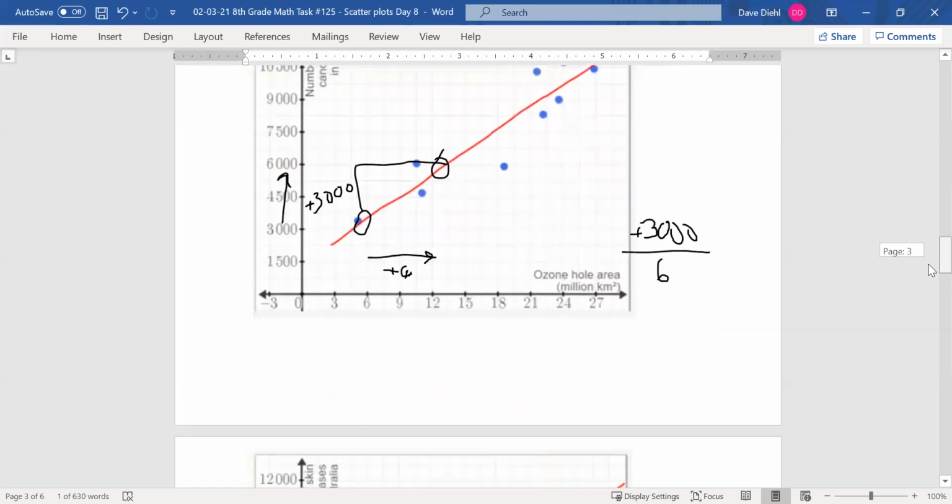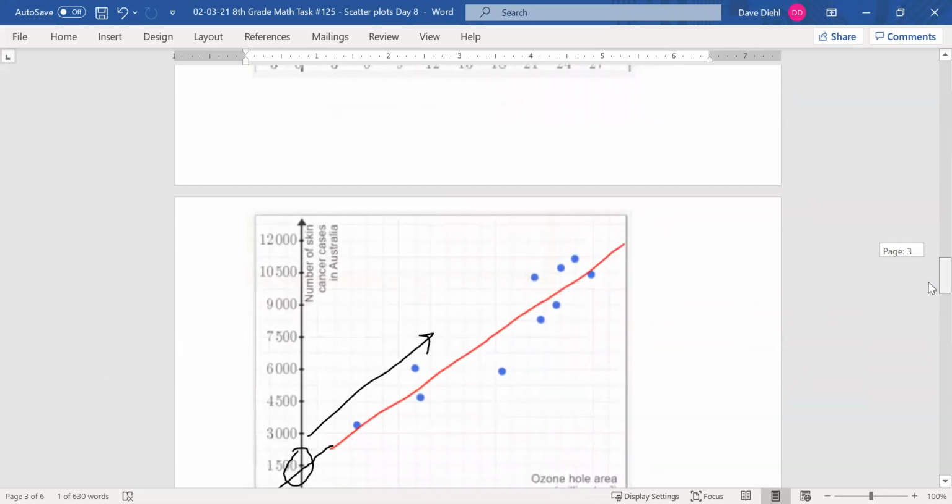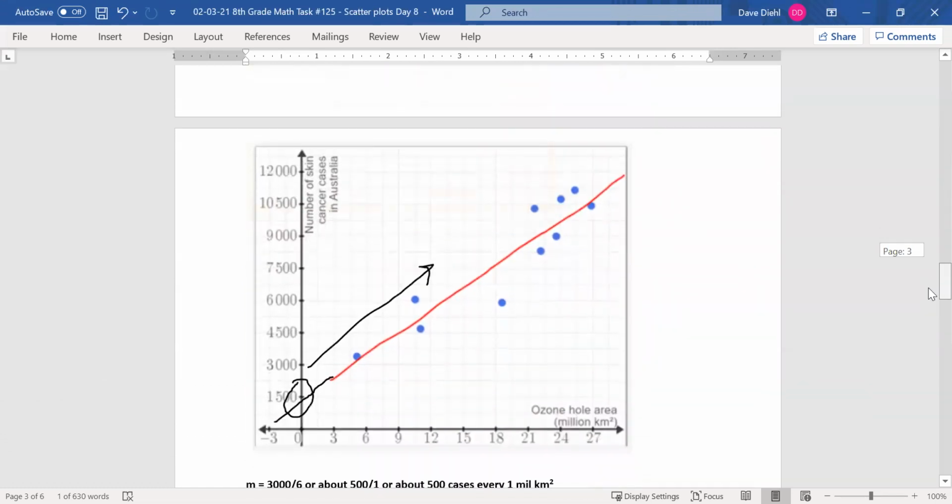Well, they also need to know where it starts. Does it start at 0? Does it start at 10,000? That's important. Well, it looks like there's going to be about 1,500 cases of skin cancer outside of the ozone hole. There is no ozone hole layer. Back when it was 0, there was already 1,500 cases of skin cancer.